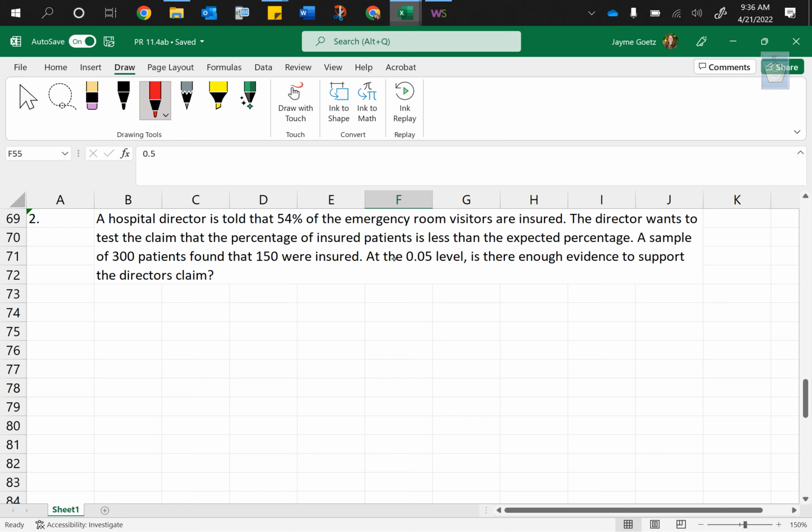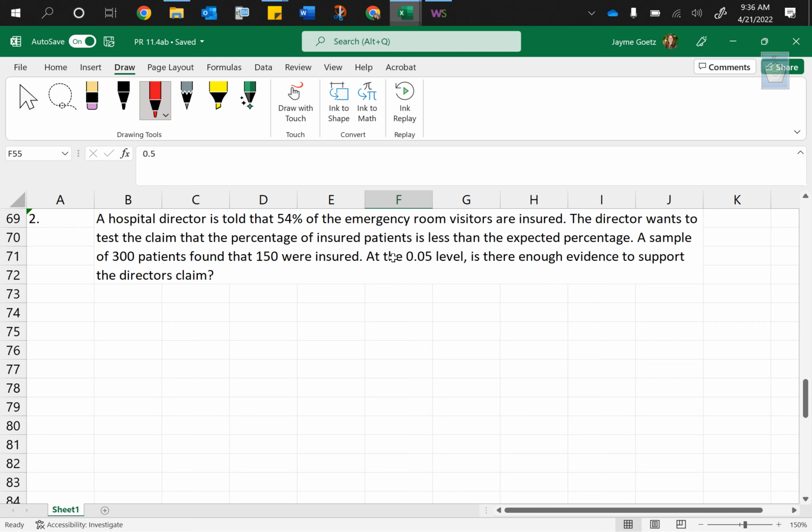A hospital director is told that 54% of the emergency room visitors are insured. The director wants to test the claim that the percentage of insured patients is less than the expected percentage. A sample of 300 patients found that 150 were insured. At the 0.05 level, is there enough evidence to support the director's claim?